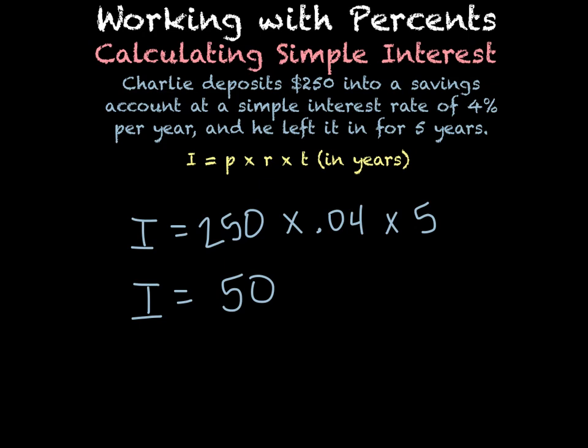What if I wanted to know what was in my account after my 5 years was up? I would take my original $250 that I put in there, and over the life of it being in there for 5 years, I made $50. So I would add those two together, and I would get my total of $300 that I have now. So there you go.